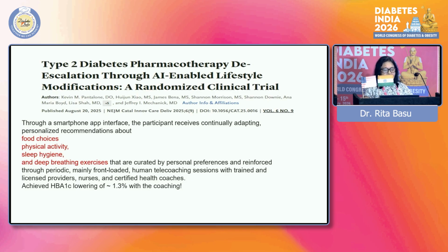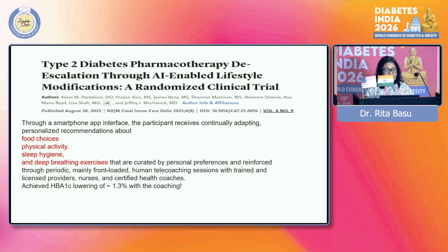What they did was a type 2 diabetes pharmacotherapy de-escalation through AI-enabled lifestyle modifications. This was an AI-generated randomized clinical trial done through a smartphone app interface. Participants continuously received adapting personalized recommendations about four things: food choices, physical activity, sleep hygiene (sleep is very important; if you don't sleep well, glucose will be off), and deep breathing exercises, which work through vagal, parasympathetic, and sympathetic activity.